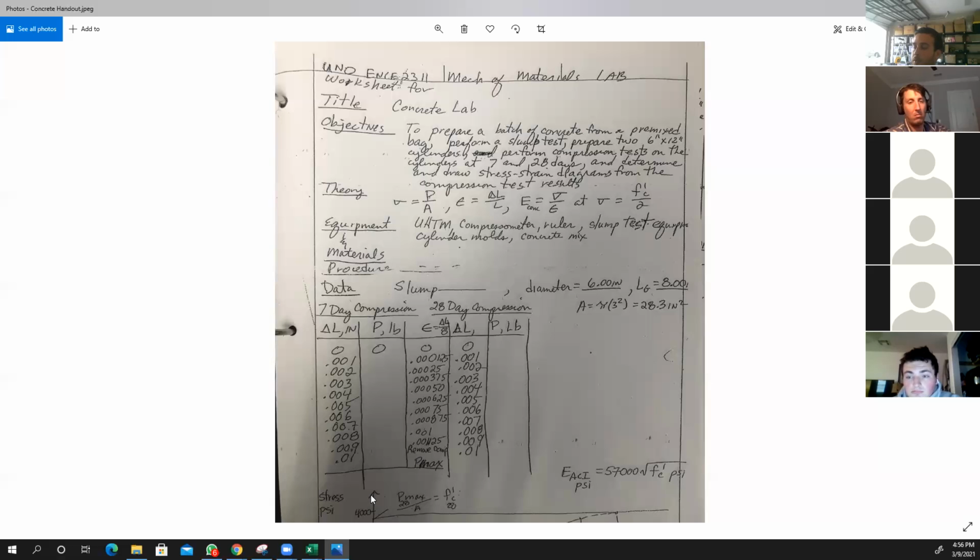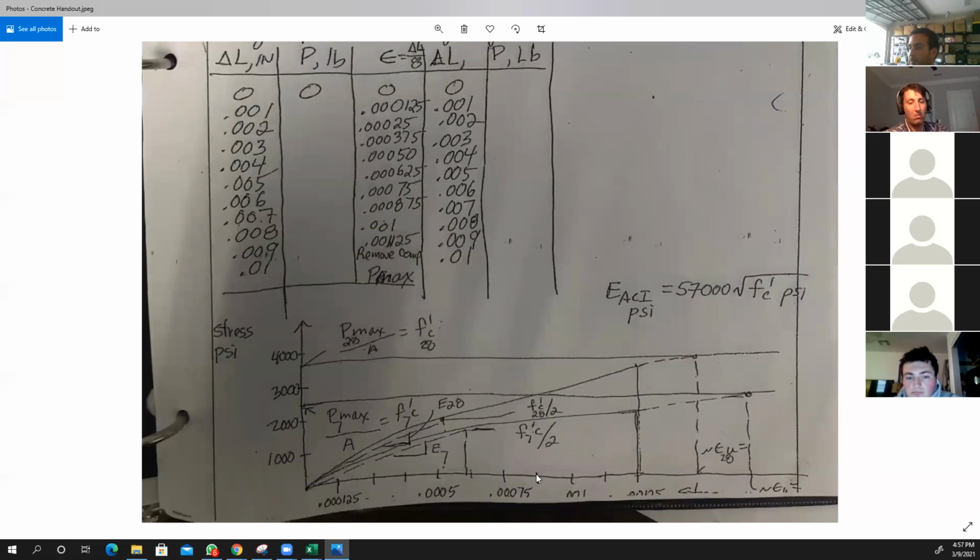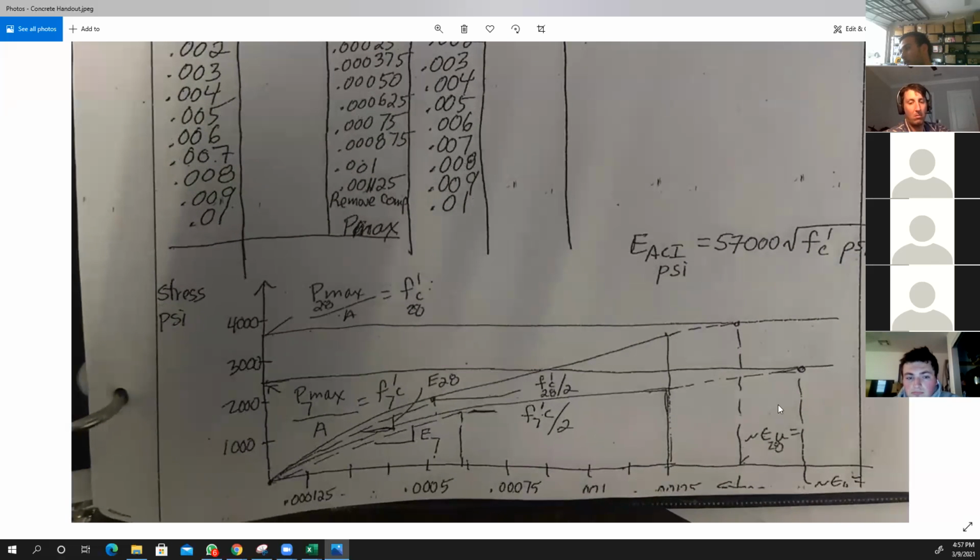Then you're going to have your graph. In this picture right here, this is how the graph is supposed to look when you finish your report. If you're looking at 4,000 PSI concrete, you have your x-axis for stress in PSI up to 4,000 PSI.